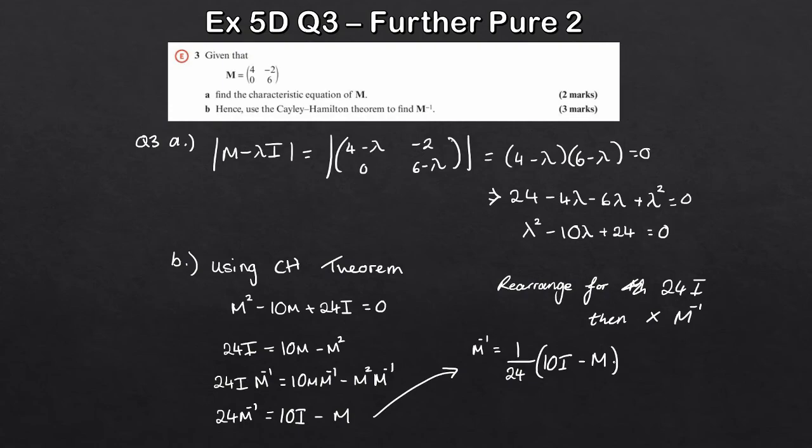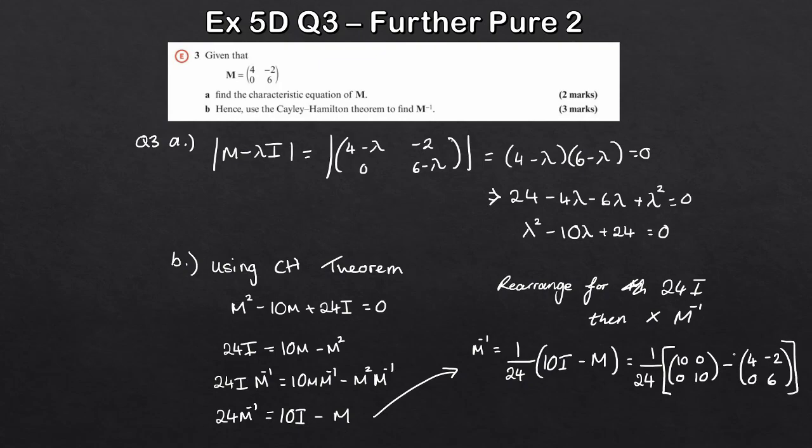But we know what I is. That's just a 2 by 2 identity matrix. We definitely know it's 2 by 2 for this one because we're working with a 2 by 2 matrix. And M is what we got in the question here. So this is 1 over 24, in a bracket, 10 lots of the identity, so that'd be 10, 0, 0, 10, minus M, which is 4, minus 2, 0, and 6. Okay, we can close that bracket.